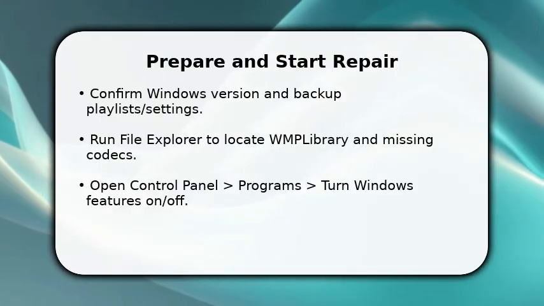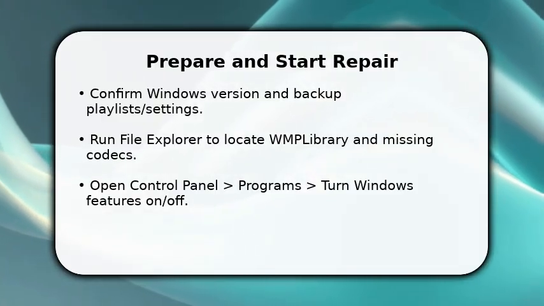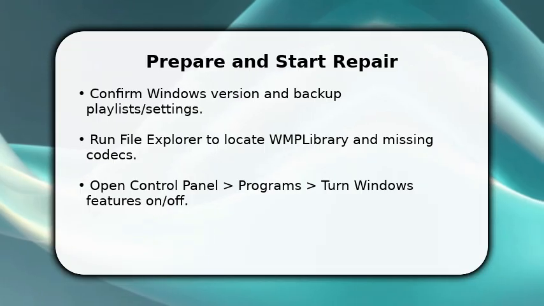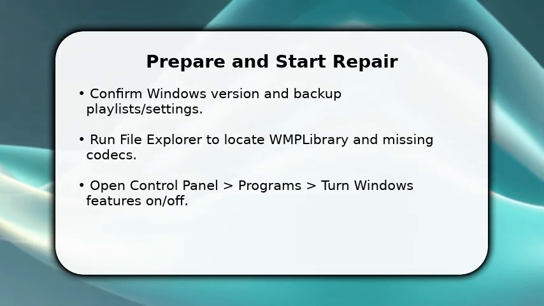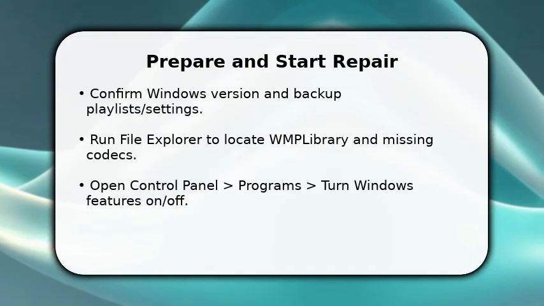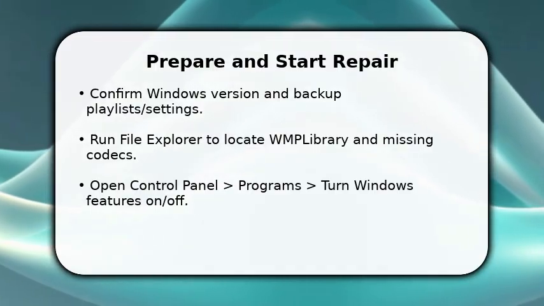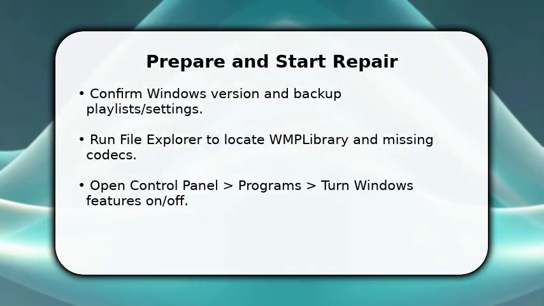Next, open Control Panel to access optional Windows features and make sure Windows Media Player entries are visible. These steps prepare the system so repair actions can safely modify codecs, libraries, and service settings without corruption.